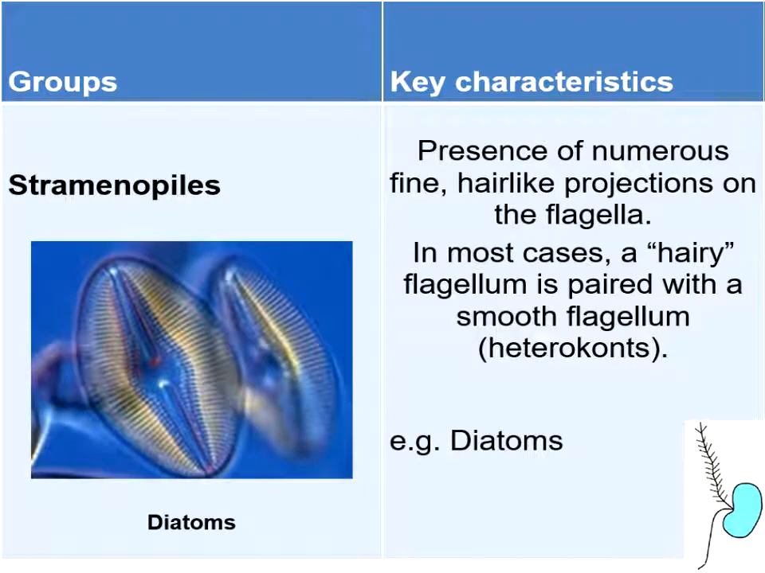Okay, stramenopiles have fine hair-like projections on the flagella. In most cases, it's called a hairy flagella, and sometimes it is paired with a smooth flagella. A good example is diatoms.